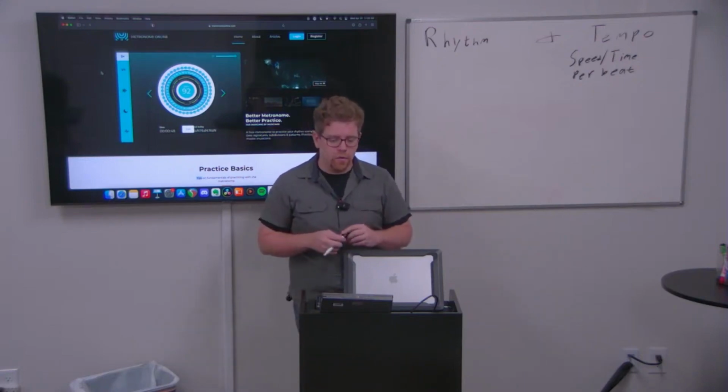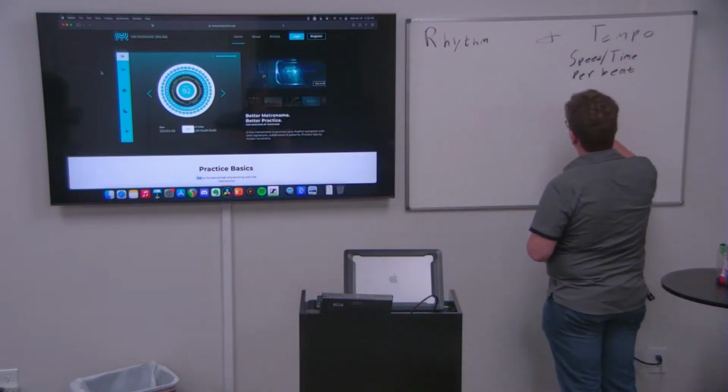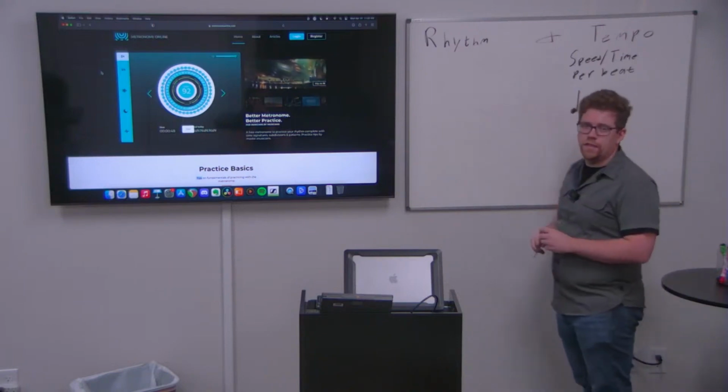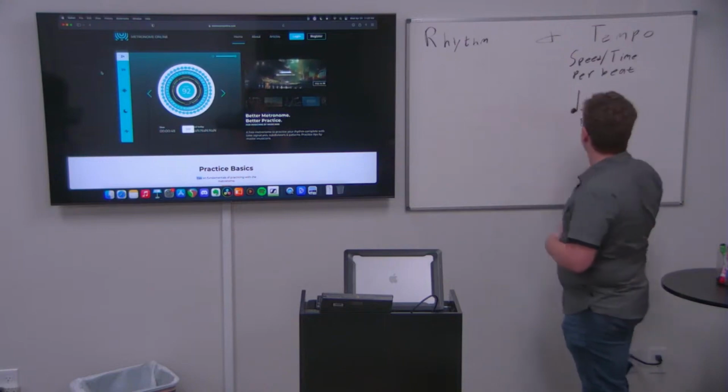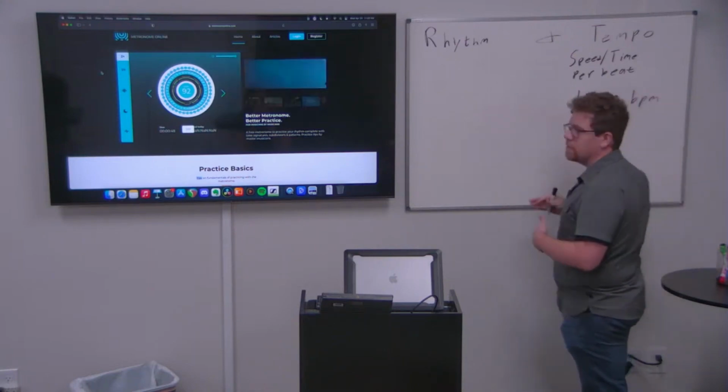So our tempo can be written in a couple of ways. It would be pretty typical for you to say something like tempo, quarter note equals 120. And 120 is a designation of beats per minute. So we might write BPM, but that means beats per minute.